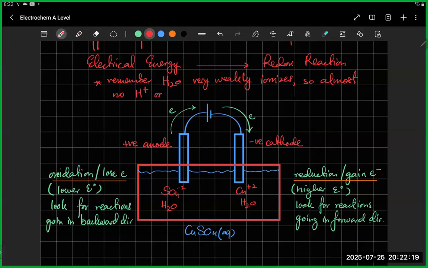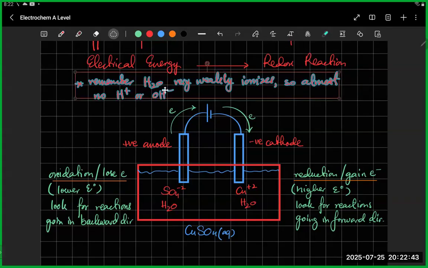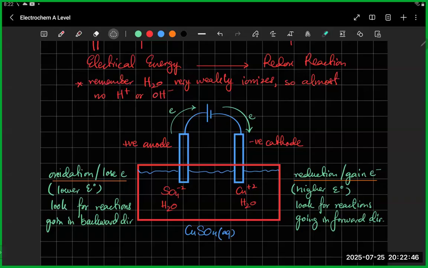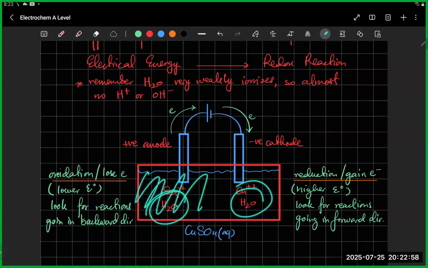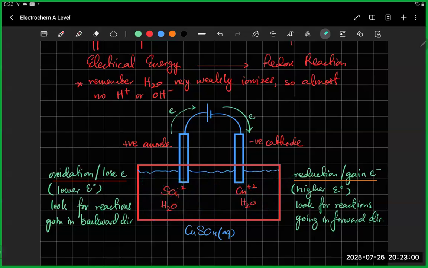So there is almost no H plus or OH minus ions. If you write H plus and OH minus ions, it's still pretty acceptable. But technically, there's very little H plus and OH minus in water, so you don't have to worry about them. You can just write water, aqueous, as water, and you have to put it on both sides because water is neutral, so it can go to the cathode. It can also go to the anode. It's actually everywhere. Most of the solution is water.